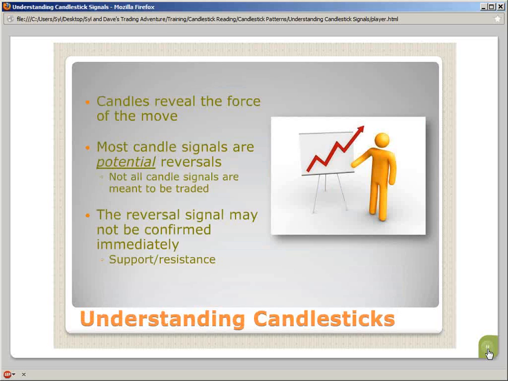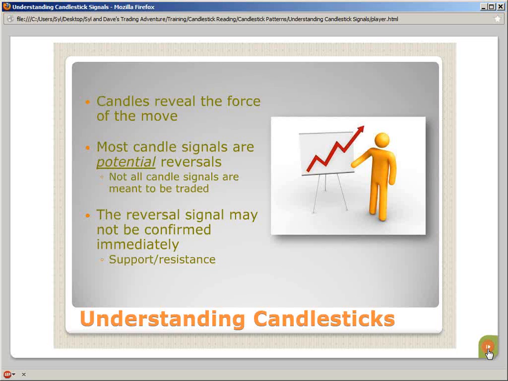Now, in terms of the psychology of the sentiment, the candlestick itself reveals the force behind the move. So to me, when you look at it, you can see the size of that real body, the white portion or the green portion or the red portion, and it tells you truly the psychology and the sentiment behind it. Again, most candle signals are potential reversals. Nothing's absolute. And as I said, when you start combining with other signals, which I'll show you here momentarily, that's where the real power lies. And that's where you have greater confidence also in making that decision.